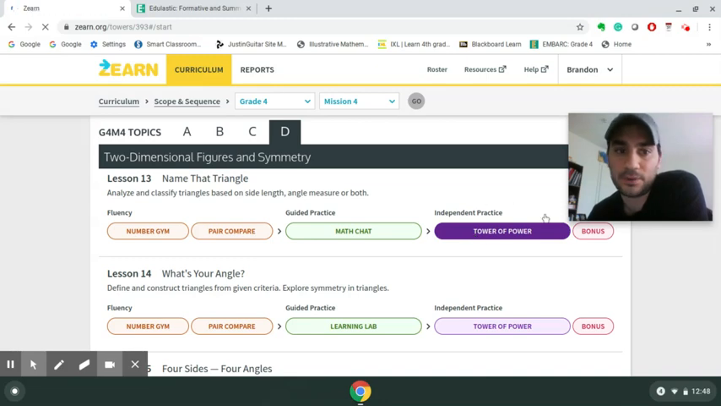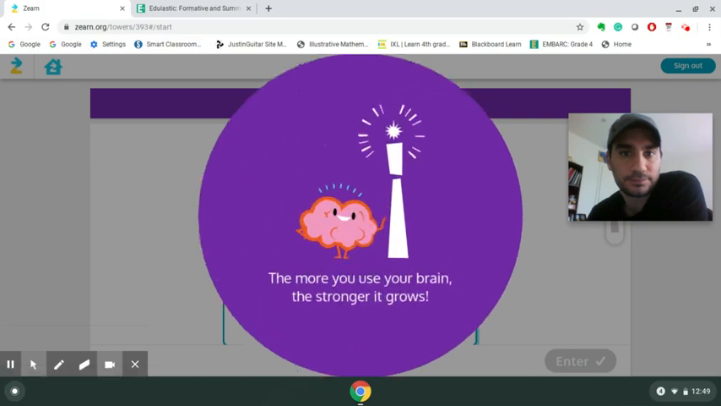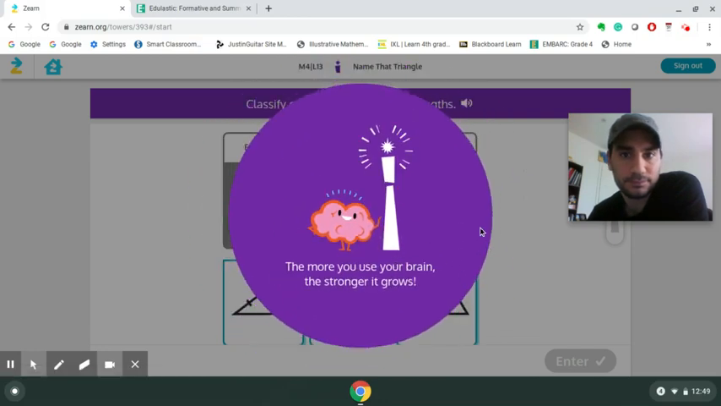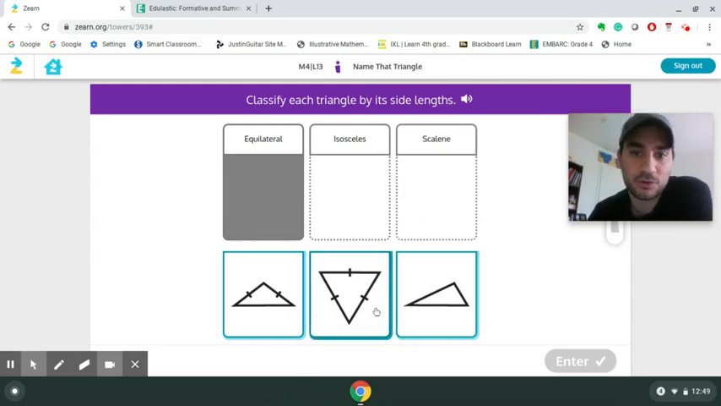Our Tower of Power, independent practice here. All right, we have an equilateral, we have an isosceles, and we have a scalene category. Go ahead and drop these into the correct box and then press enter. We can check our work right afterwards. You can pause the video now.